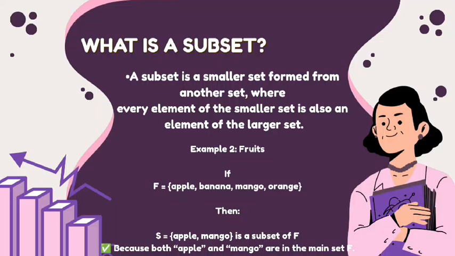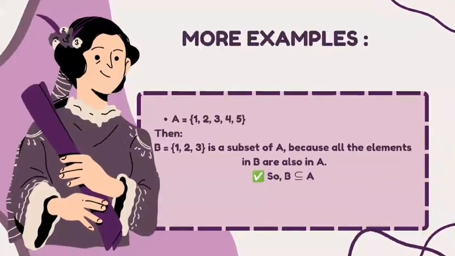An example would be fruits. If set F consists of apples, bananas, mangoes, and oranges, then set S, which consists of apples and mangoes, is a subset of F, because both apples and mangoes are in the main set. More examples shall follow.